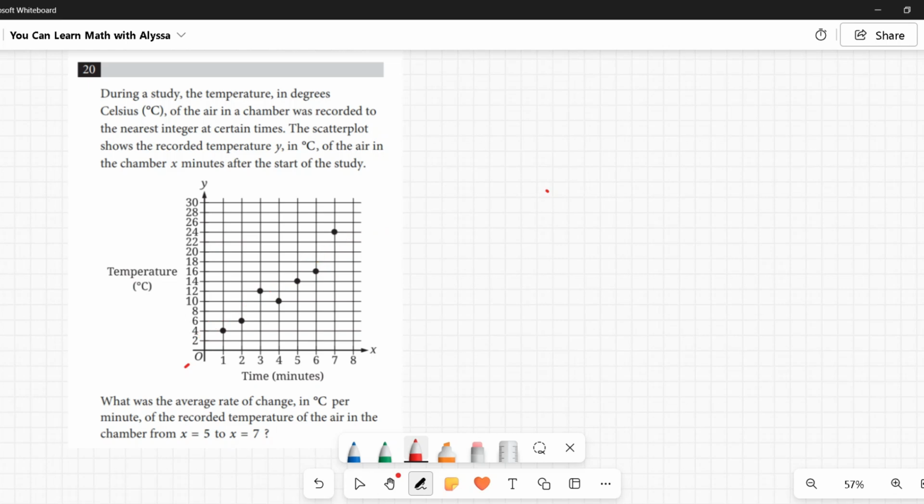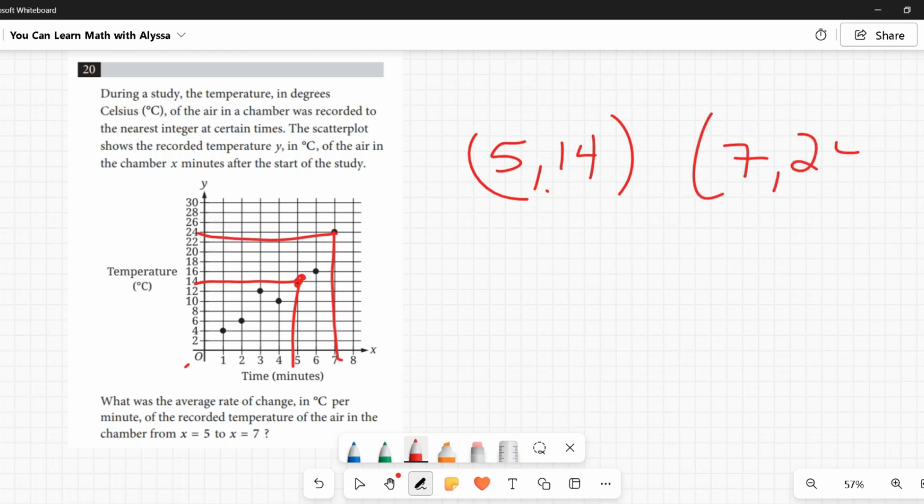And this is the other variation where they're just asking you to pull data from the scatter plot. So here again, X is 5. When X is 5, the temperature is 14. And when X is 7, the temperature is 24. So the average rate of change in degrees Celsius per minute here is just the slope. And slope is rise over run, or change in Y over change in X.